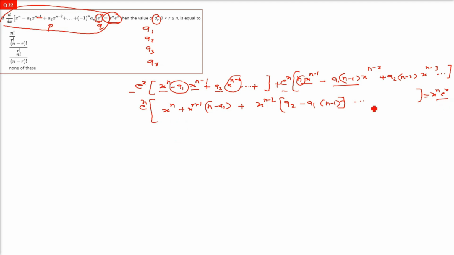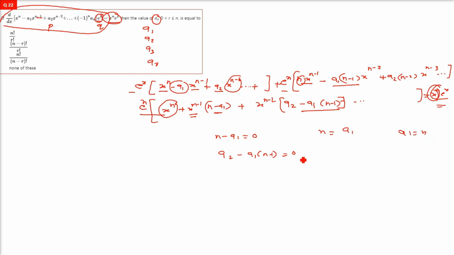Alright, now just equate this. So x to the power n e to the power x is already there. So all the other terms are going to be 0. That is x to the power n minus 1, there is no coefficient here. X to the power n minus 2, no coefficient here. So n minus a1 is equal to 0. Similarly here a2 minus a1 into n minus 1 is equal to 0. So the first term gives a1 equal to n.